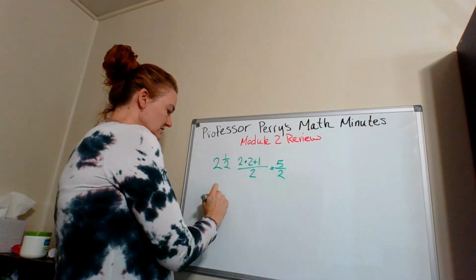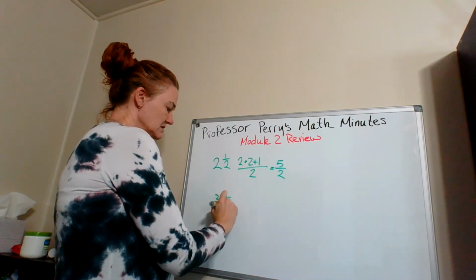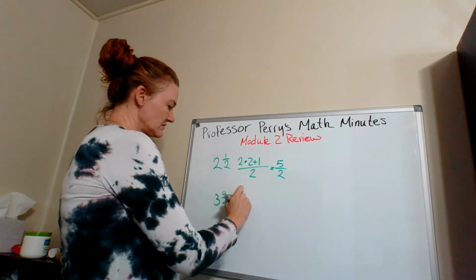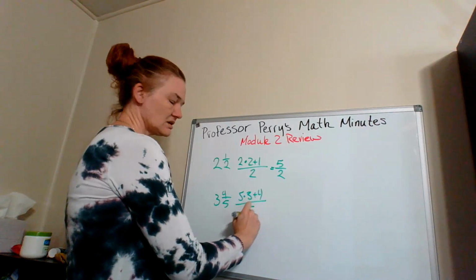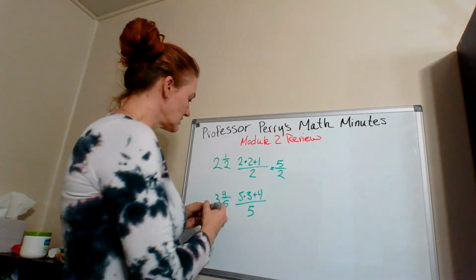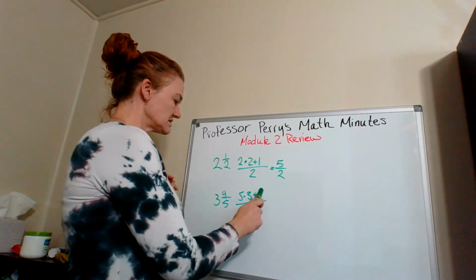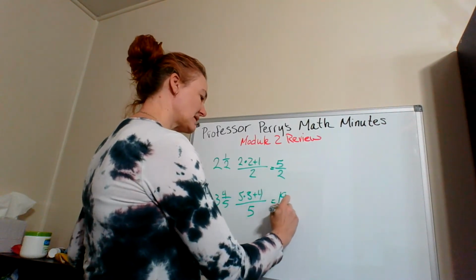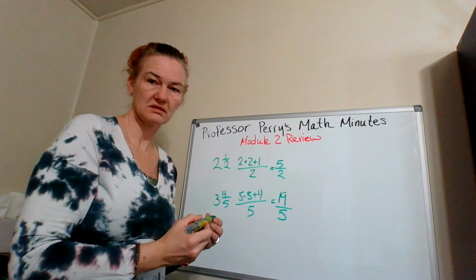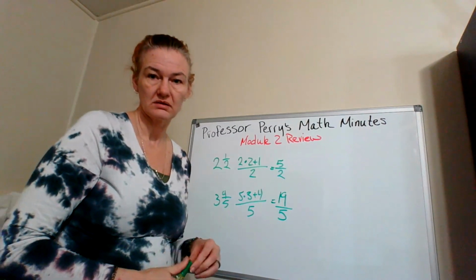Okay, if I had 3 and 4/5, I have 5 times 3 plus 4. You leave the 5 on the bottom. So 5 times 3, 15, 16, 17, 18, 19. That would be 19 fifths.